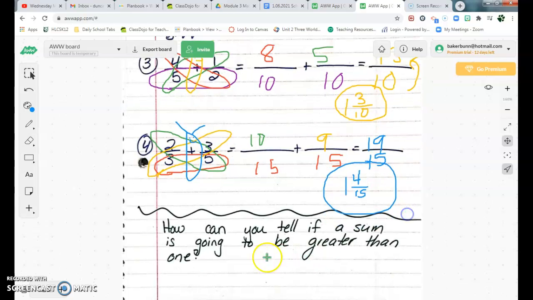All right, down here is a question I want you to be thinking about today while you're working on your sheet. How can you tell if a sum is going to be greater than 1? How can you tell if our answer is going to be something we need to convert into a mixed number? What is going to give that away to you? I want you to think about that, and if you guys have any questions on your worksheet, please don't be afraid to ask me. Good luck, and I'm excited to see your results.